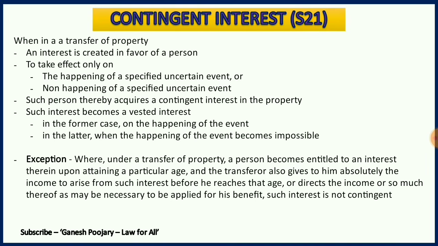What does section 21 say? It says when in a transfer of property an interest is created in favor of a person to take effect only on the happening of a specified uncertain event or the non-happening of a specified uncertain event. Now this event is uncertain. It may happen or it may not. Once the event has happened, then immediately that person will get vested interest over the property.